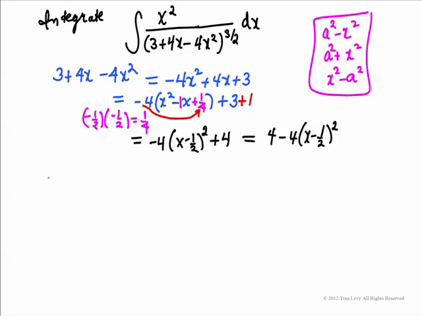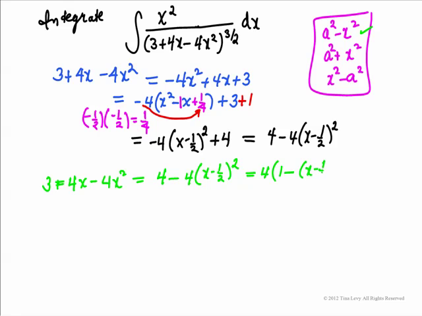So we can now write 3 plus 4x minus 4x squared as 4 minus 4 times (x minus a half) squared, which is going to fit into this top form. So I am going to factor out a 4 because I like to have a 1, and I get 1 minus (x minus a half) squared. And this is 4 times 1 minus sine squared theta, which will be 4 cosine squared theta. We're now ready to do the key for this.